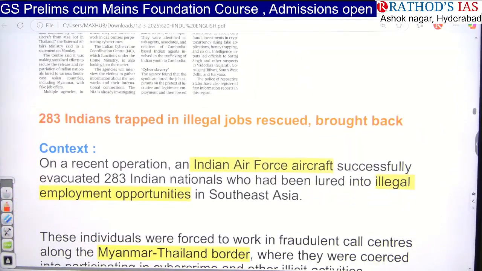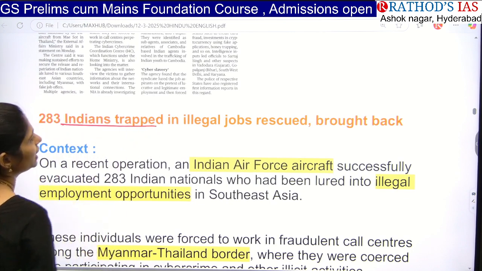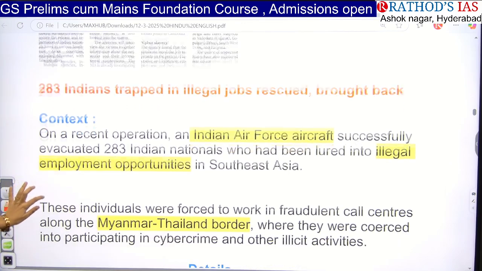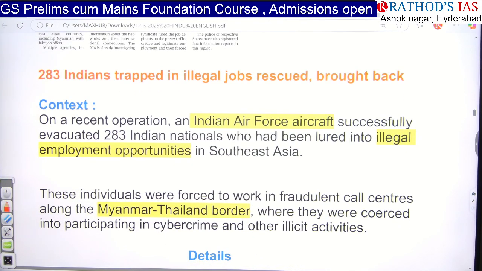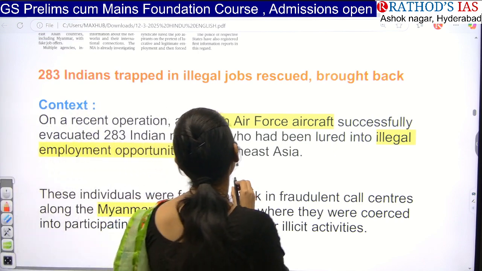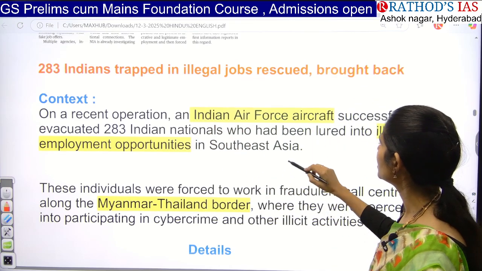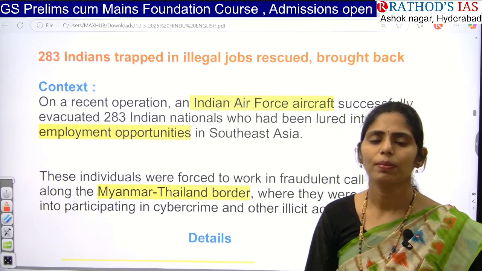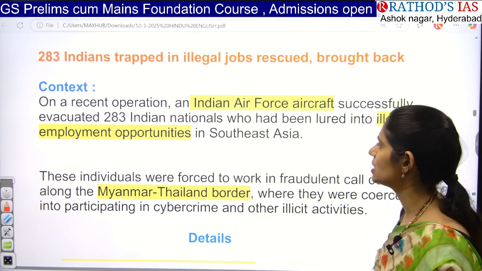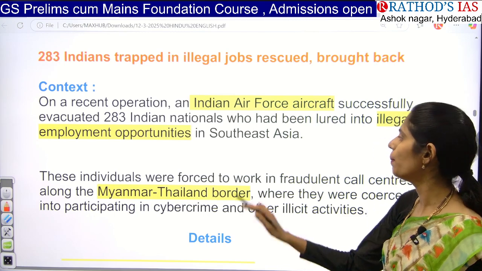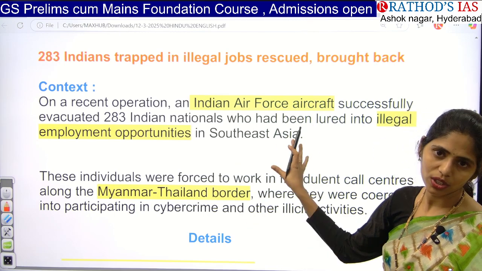If you see the title, it says that 283 Indians trapped in illegal jobs have been rescued. Okay. Now let us see who did this operation. In a recent operation by the Indian Air Force, around 283 people were rescued from illegal employment opportunities in Southeast Asia.